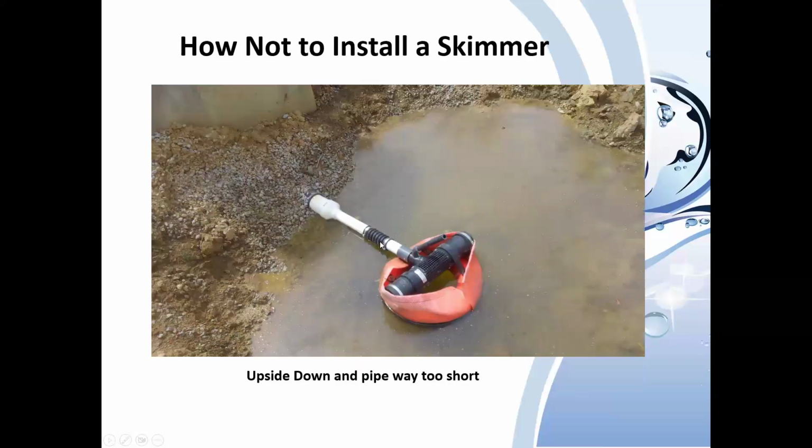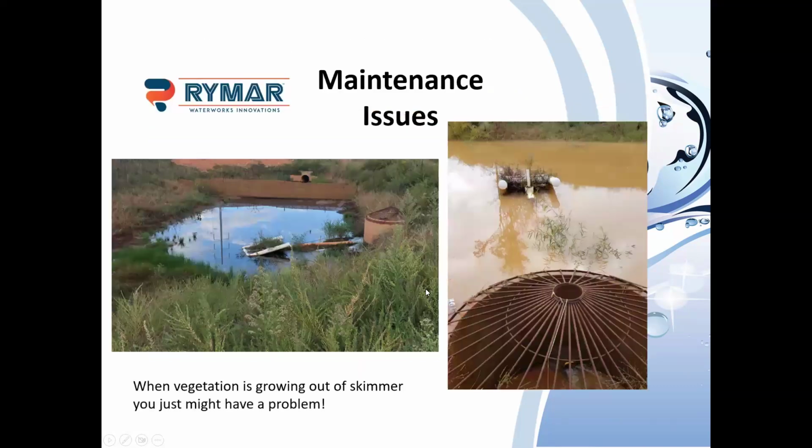And then this, I'm not sure how it happened. This pipe obviously is not near long enough for this. They put it in upside down. We do have a label on the top of all the skimmers with a QR code that goes to an installation video and says this side up. But sometimes things happen in the field and contractors do contractor things.